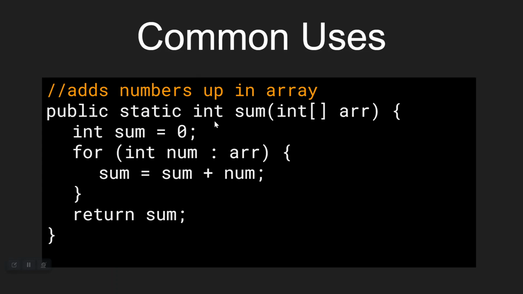So let's say you had a method called sum, and it took in an array of integers. What you could do is declare a variable called sum, set it equal to 0, and then use an enhanced for loop to add every number in this array to your sum, and then you would be able to return the sum. So this is one common way that enhanced for loops could get used.